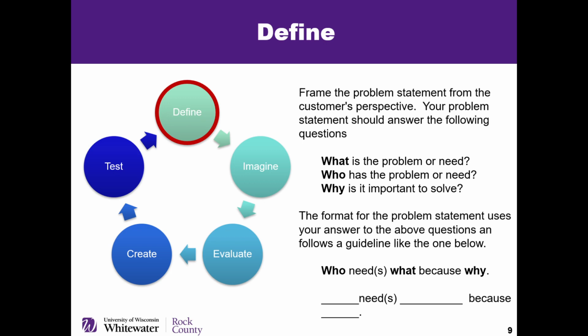So your problem statement should answer the following questions. What is the problem or need? Or who has the problem or need? And why is it important to solve? So one format you could use is who needs what because why, right? So John needs a paper airplane because he wants to show tricks with it or whatever, right? Or he wants it for a competition, right? So you can write these problem statements. The problem statements need to be very carefully written. They do not give solutions. So it needs to be very open-ended, but kind of state what the need is and what you're trying to solve.